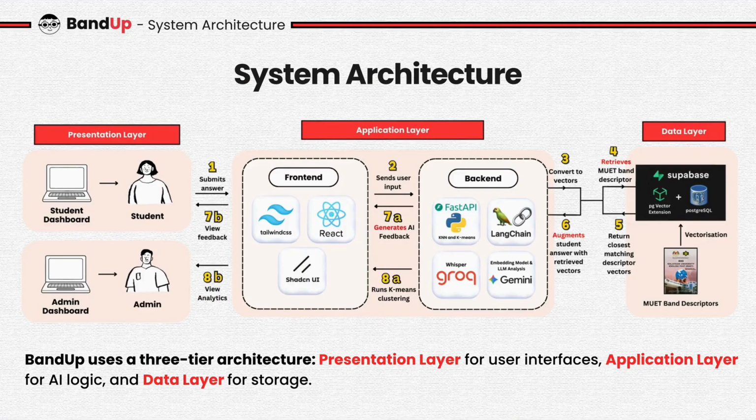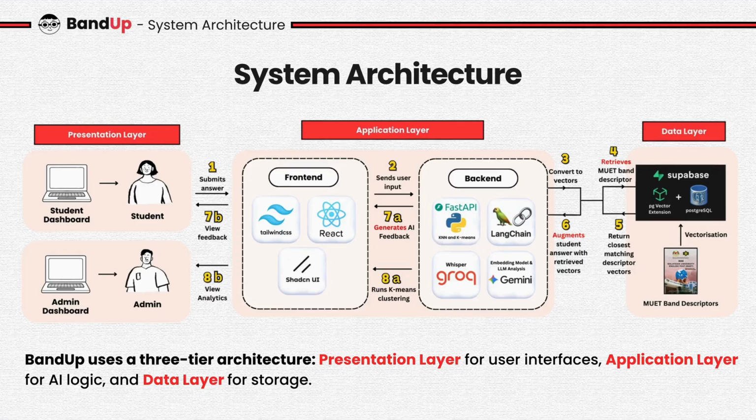BandUp uses a 3-tier architecture: presentation layer for user interfaces, application layer for AI logic, and data layer for storage. For the front end, BandUp uses React.js with Tailwind CSS and ShadCN UI. For the back end, BandUp uses FastAPI and Python.